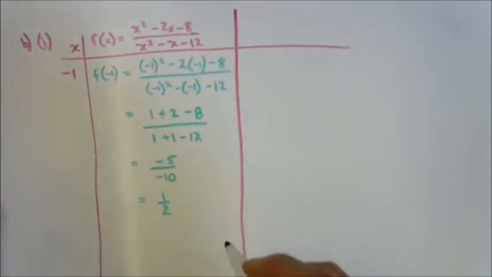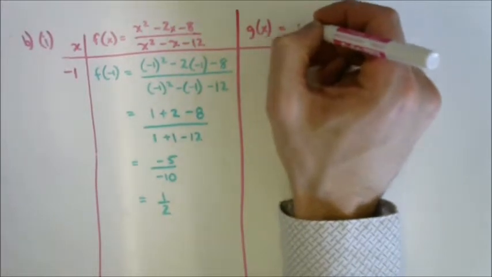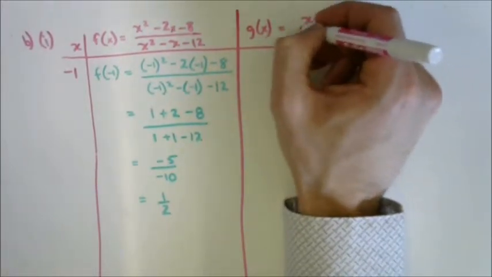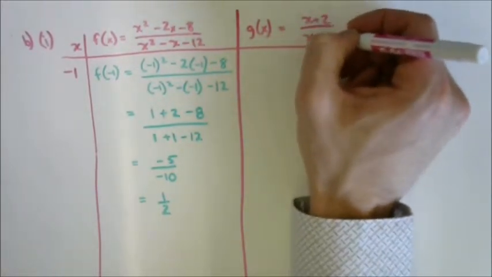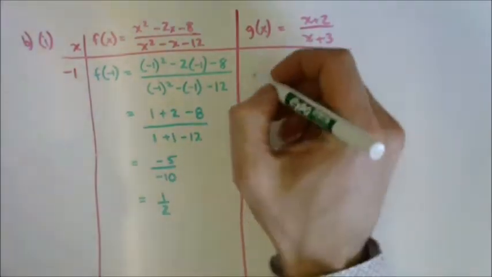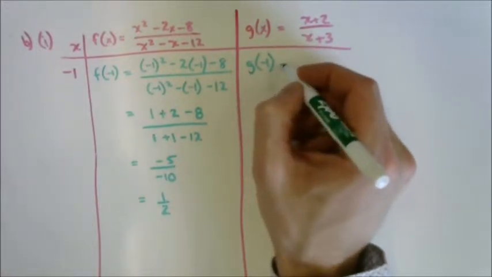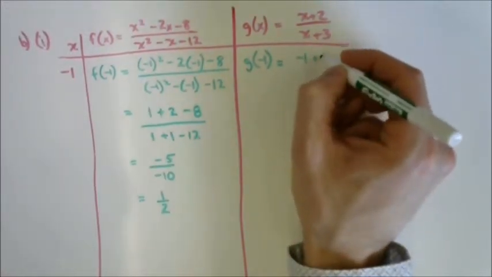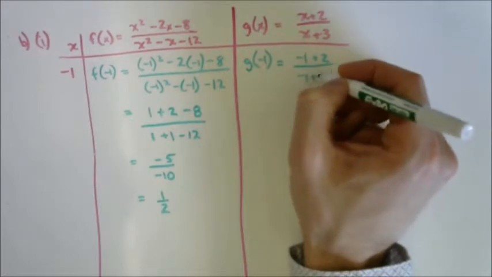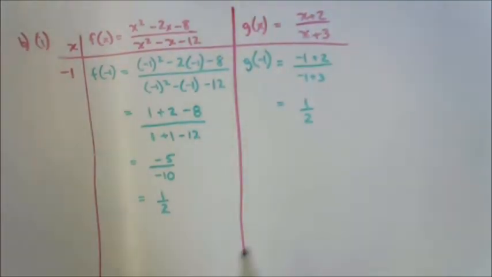And we're going to do the same thing in g of x, which is a little easier. We've got x plus 2 and x plus 3, and we've subbed in negative 1, so we're finding the value of the function g at negative 1. So we've got negative 1 plus 2 over negative 1 plus 3. That is 1 over 2. Same.